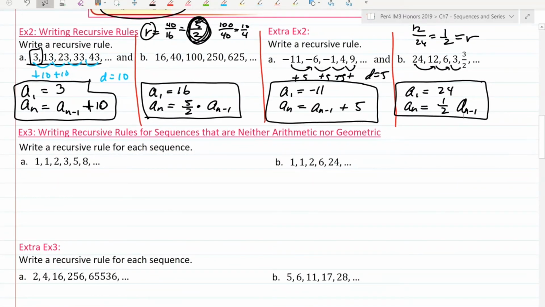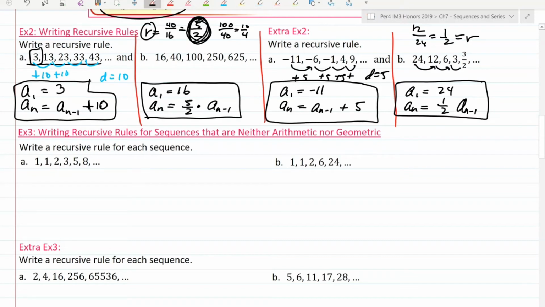Let's go ahead and try the next part. These aren't as easy. They'll be a little bit tougher. So for this one, it's not arithmetic or geometric. Like you're adding 0, then you're adding 1, then you're adding 2, then you're adding 3. So it's definitely not arithmetic. They're not multiplying by the same thing, but there's definitely a pattern here that we wouldn't be able to write otherwise if we didn't have these recursive rules, and it definitely helps.